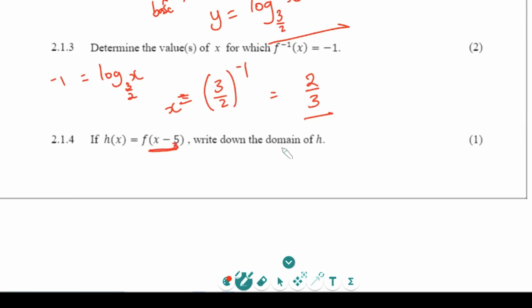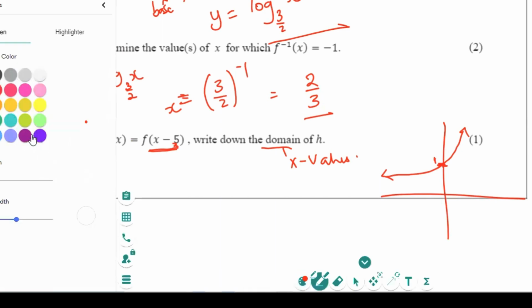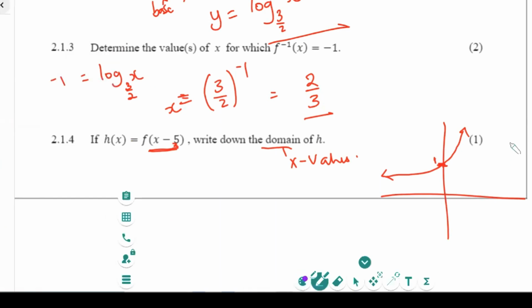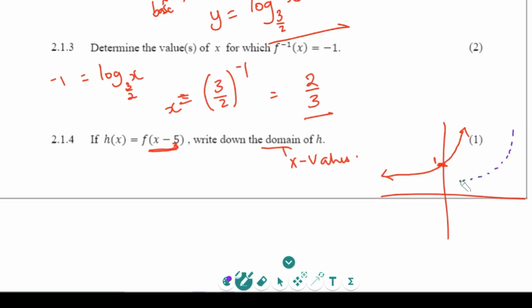They want us to write down the domain. Remember, domain represents the x values, the x values of h. So if I were to sketch this, remember, the graph was passing through 1. Now they are telling us that we are shifting this graph 5 units to the right. So the graph is somewhere here, but still passing through the same points.